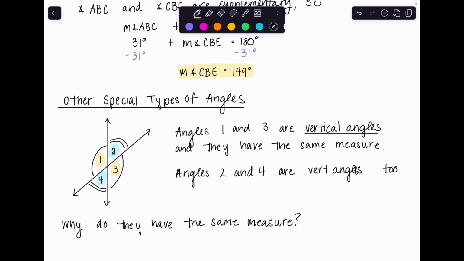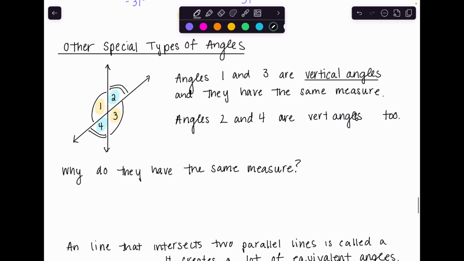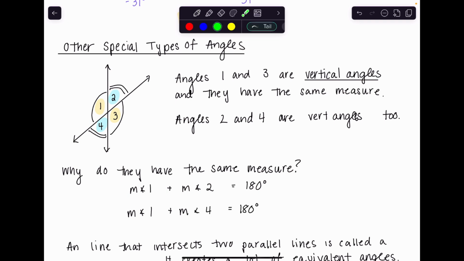Now the question is, why do they end up having exactly the same measure? And really it's because you end up forming straight lines. So if I look at angle 1 and angle 2, those form a straight line. So the measure of angle 1 plus the measure of angle 2 will have to equal 180 degrees. But likewise, angles 1 and 4 also form a straight line. So the measure of angle 1 plus the measure of angle 4 will also equal 180 degrees.